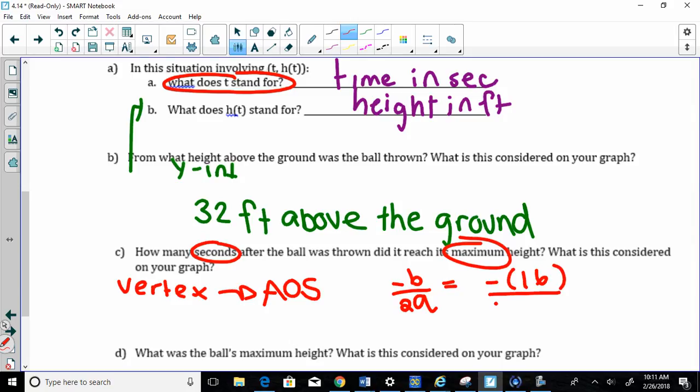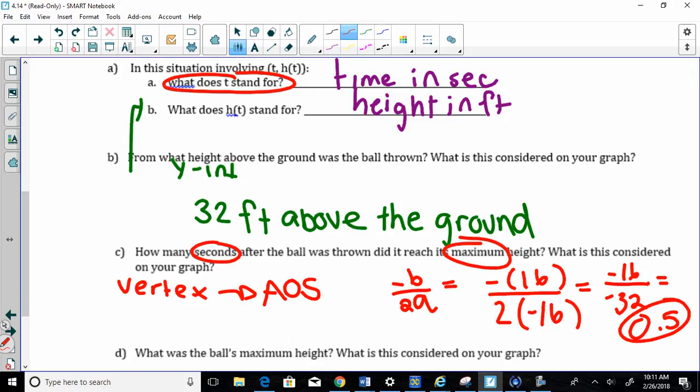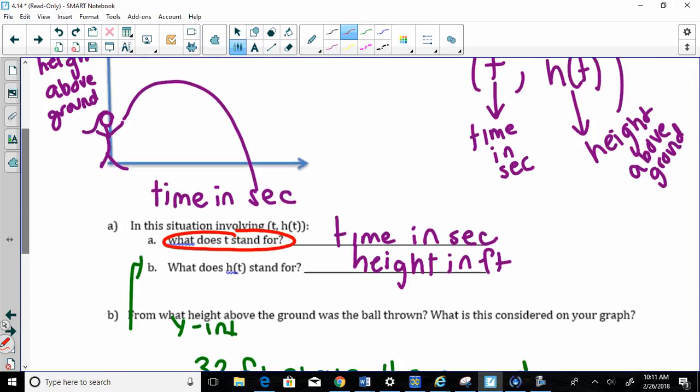16. And your a? Negative 16. So I get negative 16 over, what's 2 times negative 16? About 148. Make your, right here, divide them. What do you end up getting? 0.5 or 1/2, right? So that means at a half a second, it reached its maximum height. So right here, I would know that this would be a half a second.